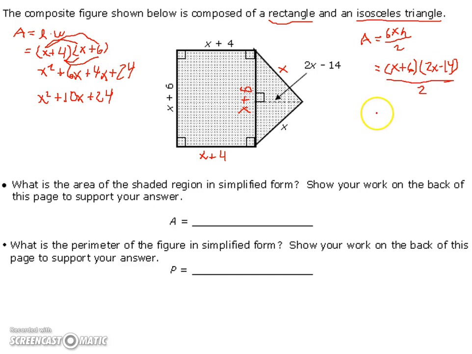So again, we're going to use FOIL here. We're going to do x times 2x is 2x squared. x times negative 14 is negative 14x. And then 6 times 2x is 12x. And finally, 6 times negative 14 is negative 64. Nope, it's not. It's negative 84.